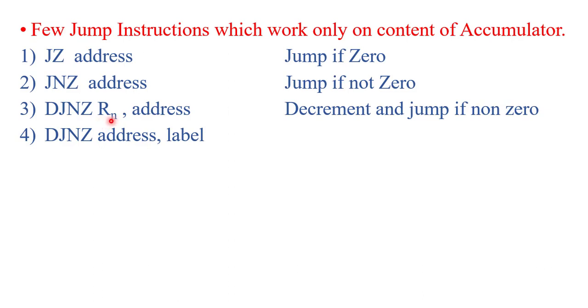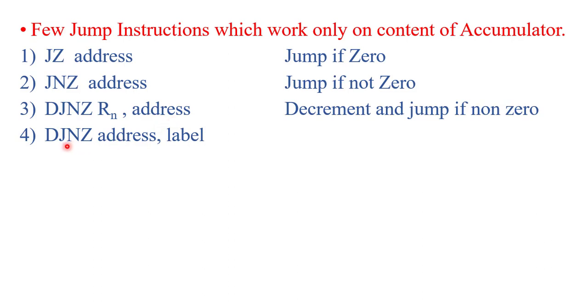If the content of the RN register is not equal to 0, then the program counter is loaded with this new address and jumps to the particular memory location. Otherwise, it continues normal operation.